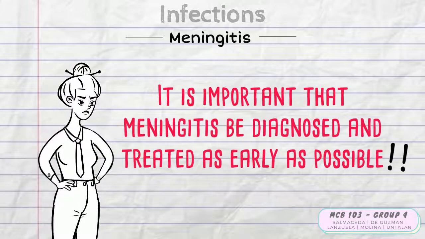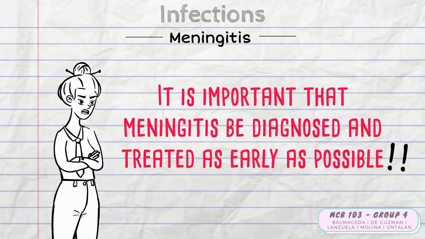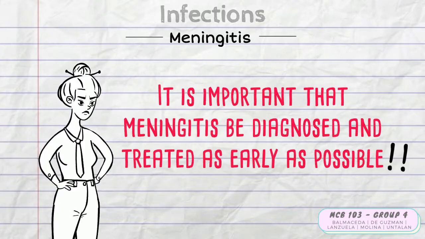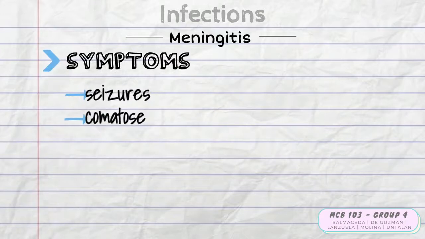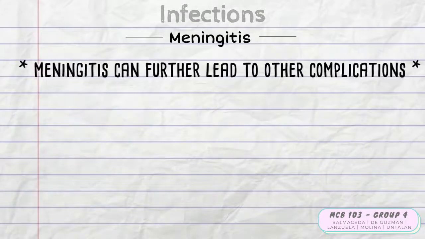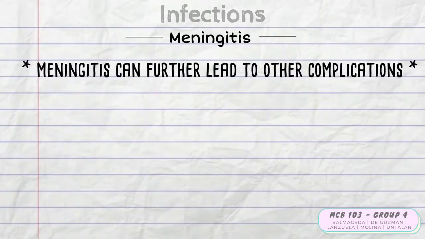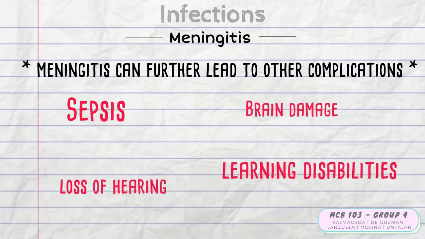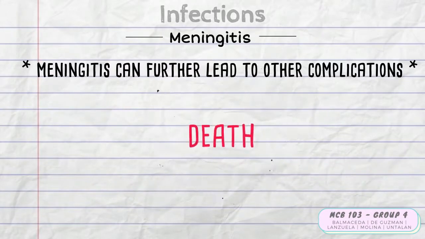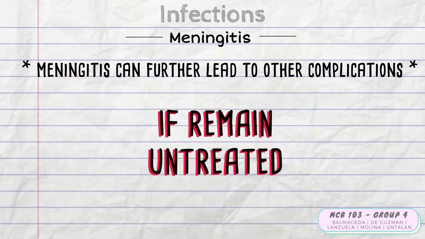It is important that meningitis be diagnosed and treated as early as possible because this can become more serious. In terms of symptoms, seizures and coma may occur, and meningitis can further lead to other complications like sepsis causing organ failure, permanent disabilities, for example, brain damage, loss of hearing, and learning disabilities, and worse, death in as little as a few hours if left untreated.